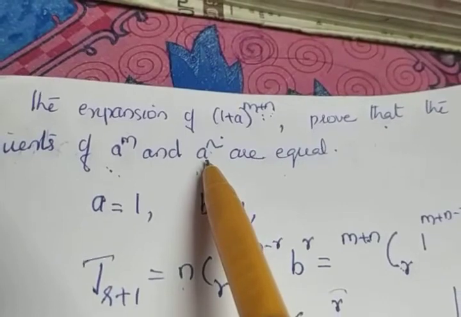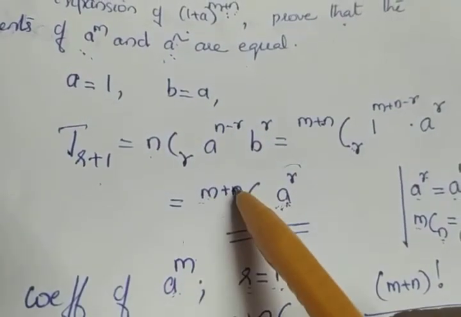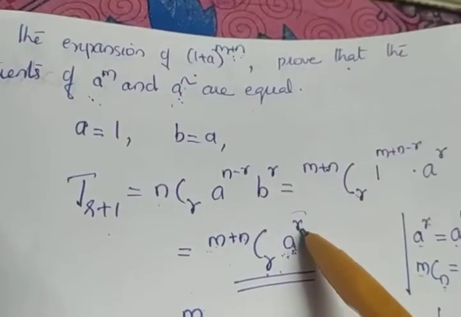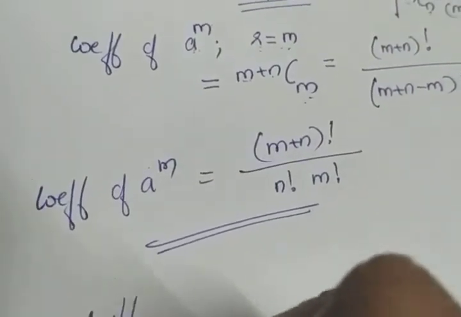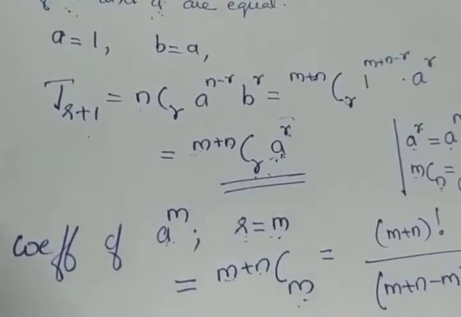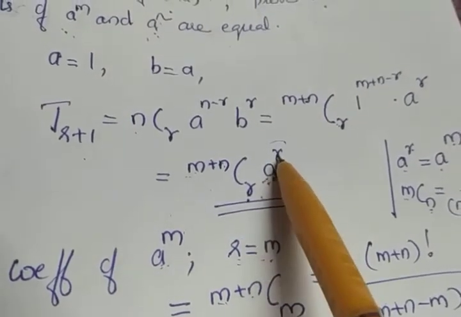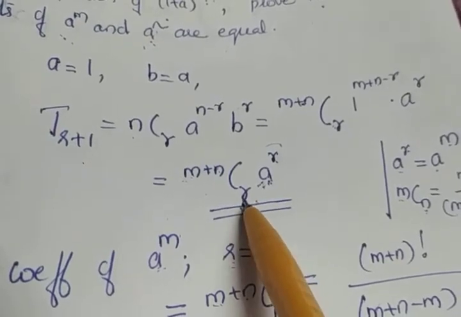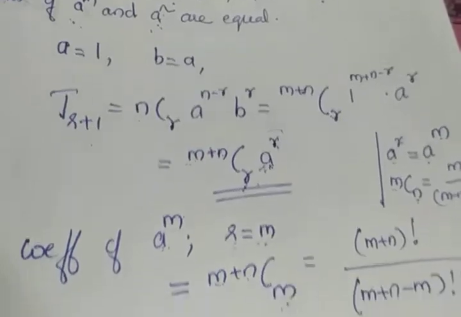Again we require one more coefficient. Which one? The coefficient of a^n. The coefficient of a^r in the general term is (m+n)Cr. So to find the coefficient of a^n, we have to substitute the value of r as n. We require the coefficient of a^n, so replace r by n. So the coefficient of a^n is (m+n)Cn.